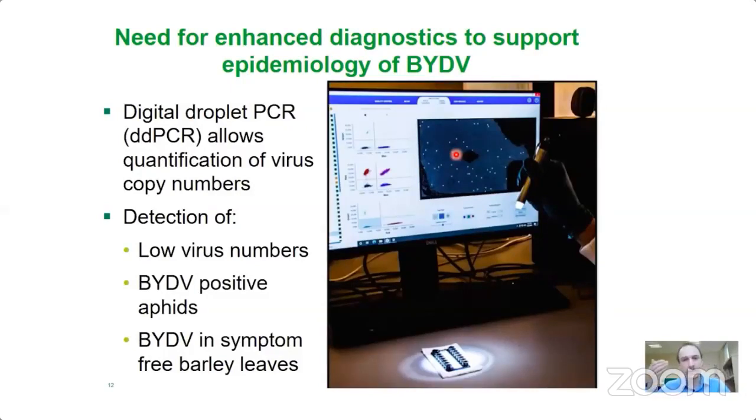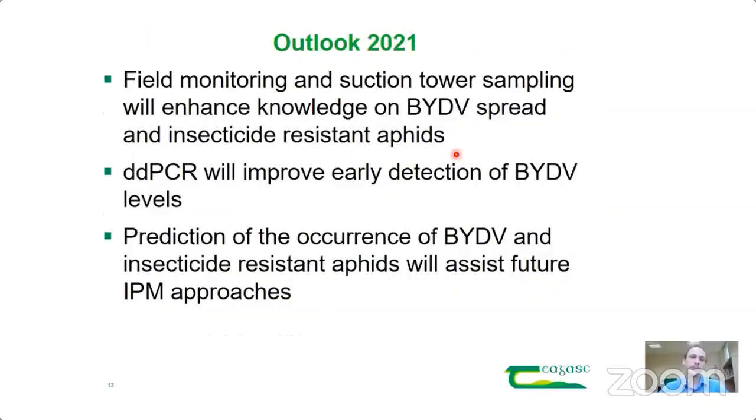We currently have this lack of knowledge of virus levels in the field, and hopefully the digital PCR allows us to determine those virus levels, and so we could use the digital PCR as a kind of early diagnostics tool to hopefully assist future IPM approaches, which would be totally awesome, and I'm super excited to do this. So to sum it up, outlook for 2021, I want to do loads of fieldwork, and the suction tower sampling will of course enhance our knowledge on BYDV spread and insecticide resistant aphids.